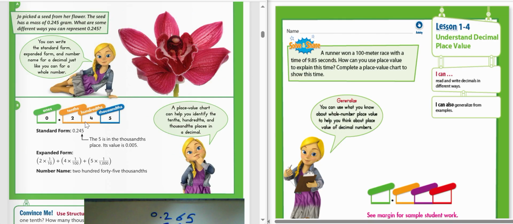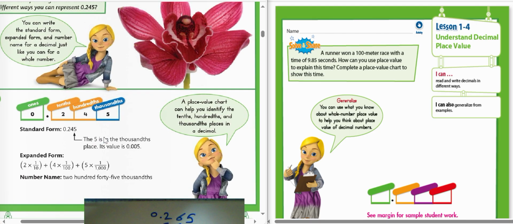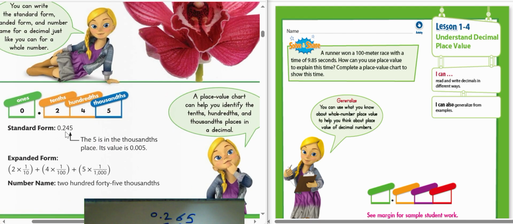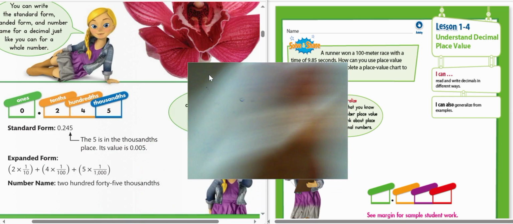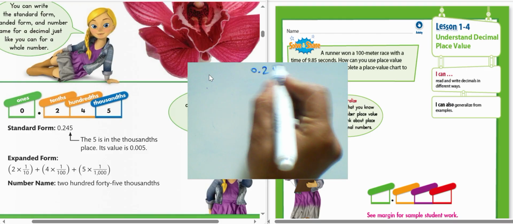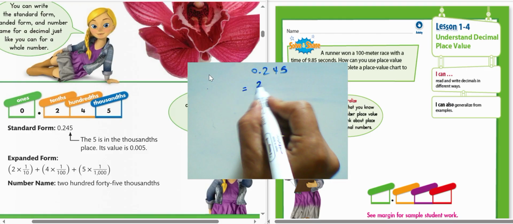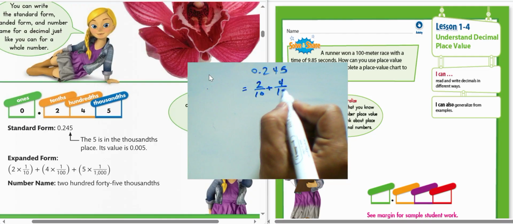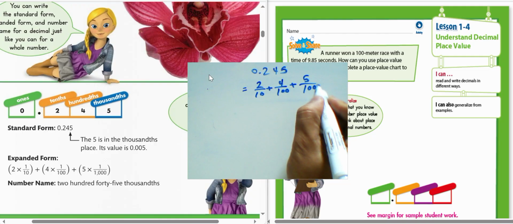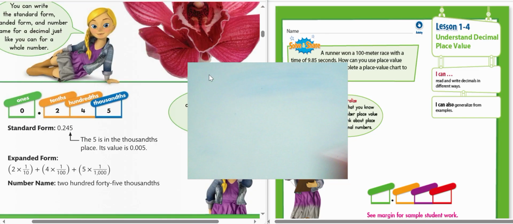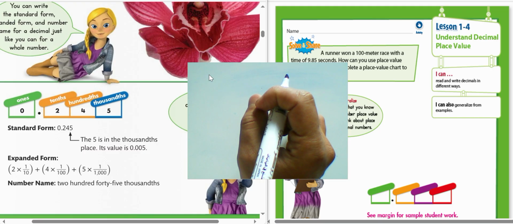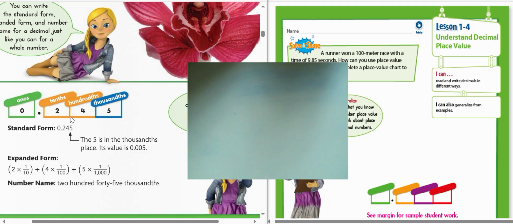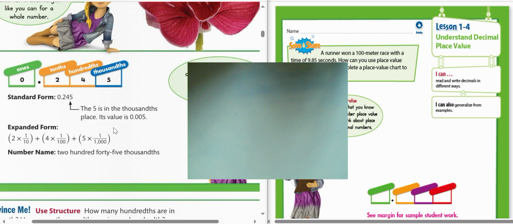Like this number, 245 thousandths. In this number, 2 lies in the tenths place, 4 lies in the hundredths, 5 lies in the thousandths. It will be 0.245. If we write 245 thousandths, we can write 2 over 10 plus 4 over 100 plus 5 over 1000. The value of each digit, we can write 2 tenths, 4 hundredths, 5 thousandths. Okay, the number we call 245 thousandths.